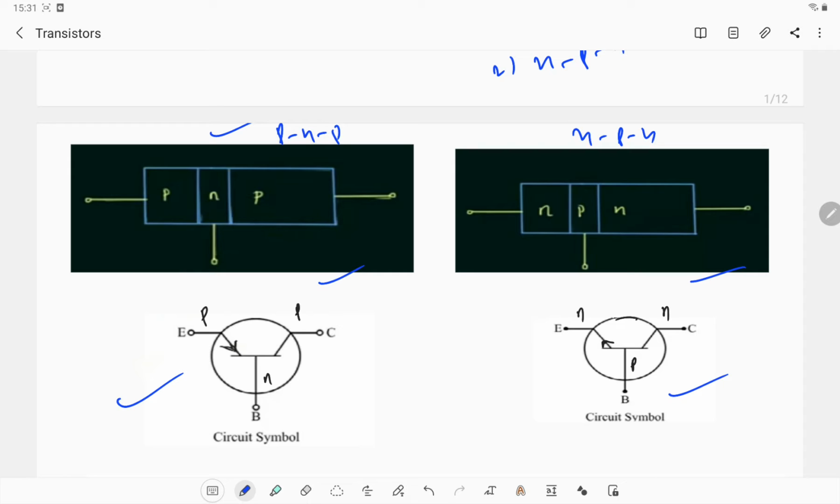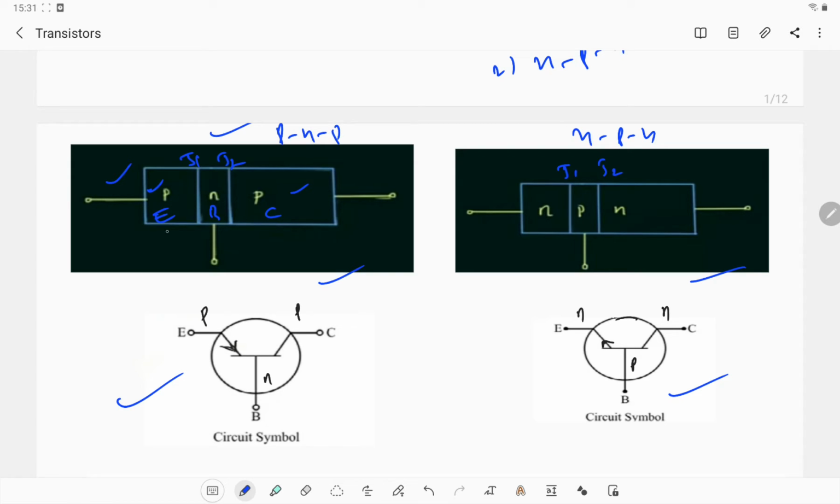In a transistor there are two junctions. This is junction J1, here is junction J2, here also junction J1, junction J2. In this transistor there are three parts: emitter, base and collector. Emitter is highly doped, base is lightly doped and collector is moderately doped. But when you compare the size of these three sections, the collector has maximum size, the base is minimum size, and the emitter is moderate in size.